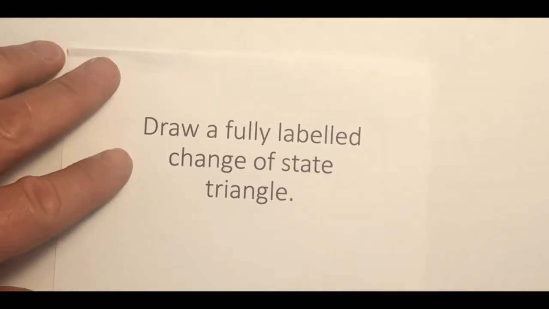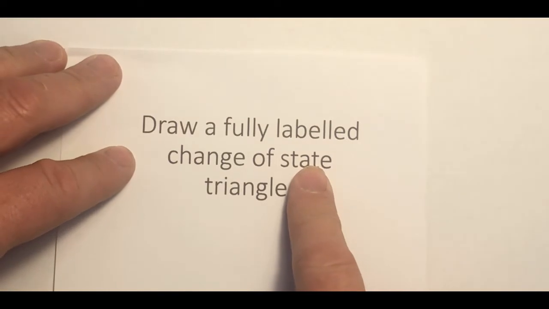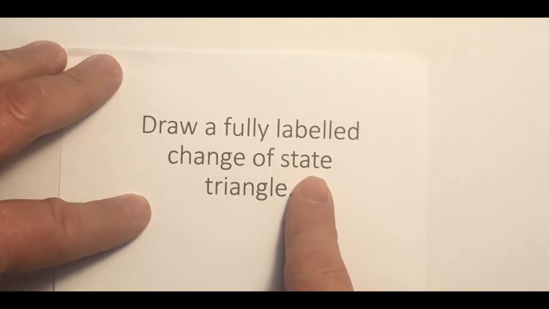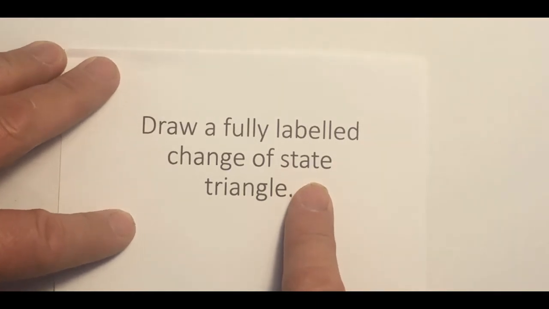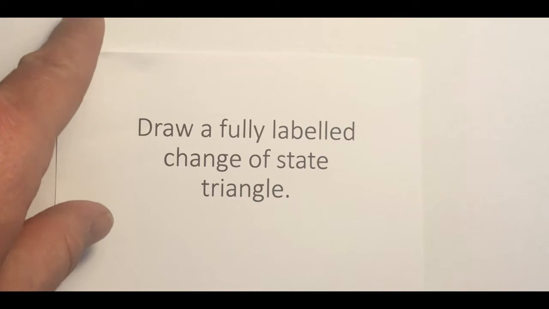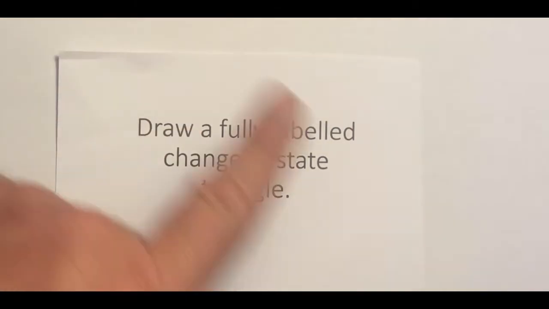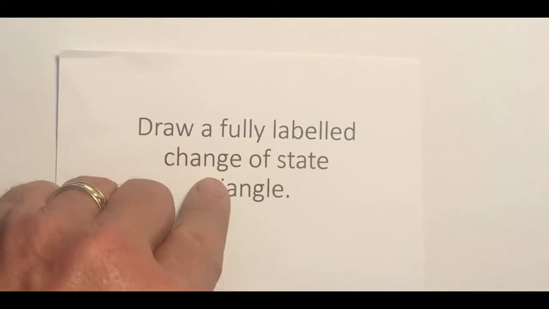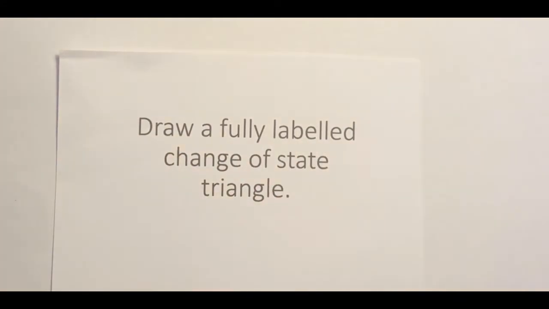In this video, we're going to be looking at changes of state. We've already talked about the states of matter: solids, liquids and gases. In this one, we're going to be talking about the states of matter changing between solids, liquids and gases. And the question here is: draw a fully labelled change of state triangle.